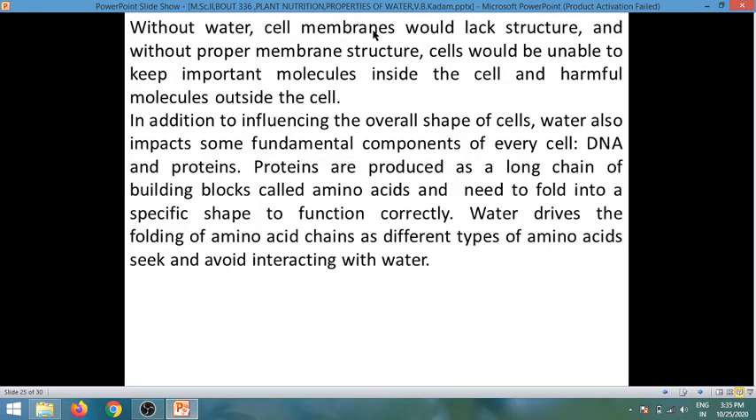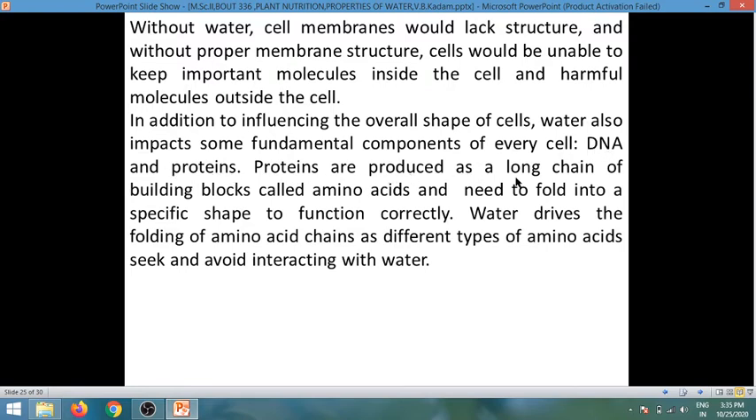Without water, cell membranes would lack structure, and without proper membrane structure, the cell would be unable to keep important molecules inside the cell and harmful molecules outside the cell. In addition to influencing the overall shape of cells, water also impacts some fundamental components of every cell: DNA and proteins.